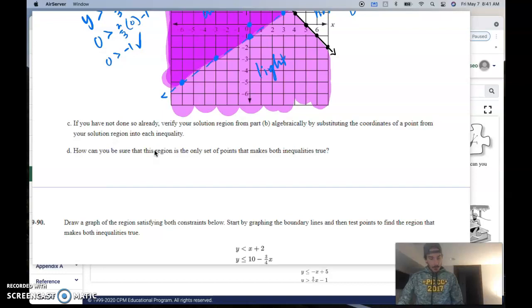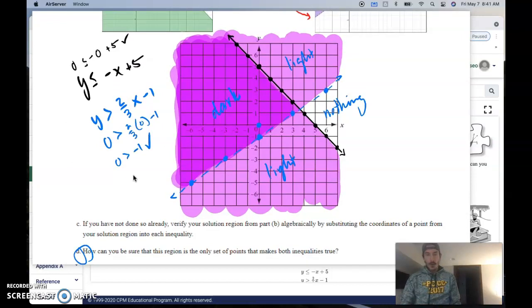Part D is a great question here. How can you be sure that the region is the only set of points that makes our system of inequalities true? Because that is the only spot on my graph where both of them are true at the same time. For example, if I'm talking about this region right down here, that makes one of them true but not the other. If I'm talking about this region up here, again, that makes one of them true and not the other. And then finally, this makes neither of those things true. So this right here is the only one that makes both of those things true.